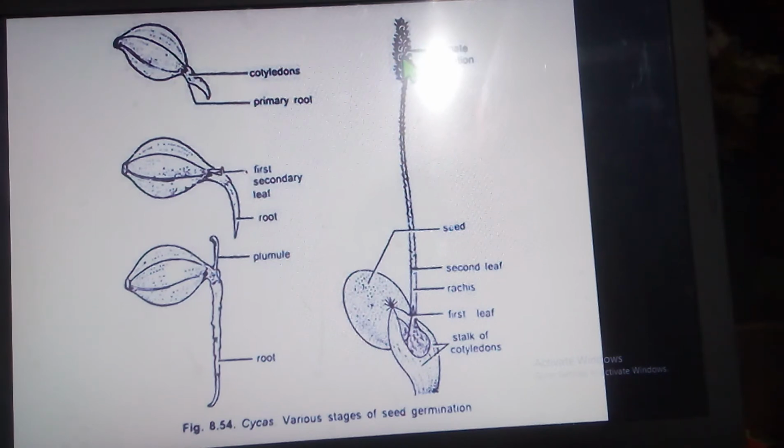On both sides of the rachis, the leaves, the foliage leaves, are coiled circinately. Okay, and the seed germination here is hypogeal. Because why? The cotyledons remain on the ground. The cotyledons do not come out of the seed coat, or the testa.